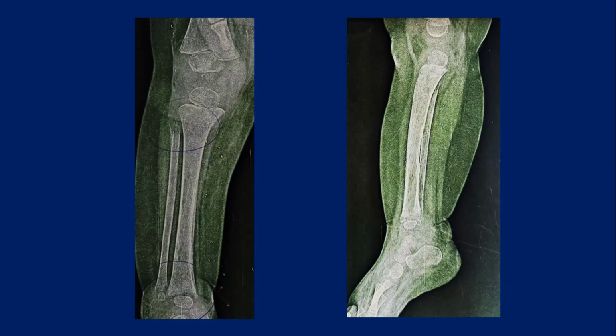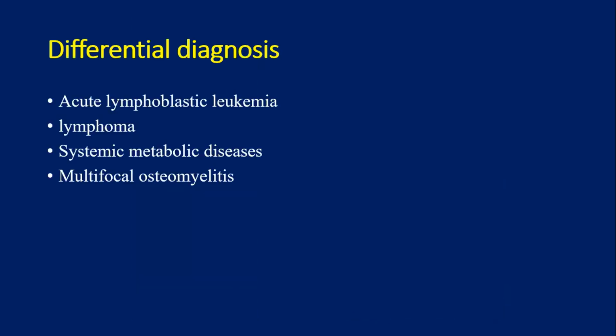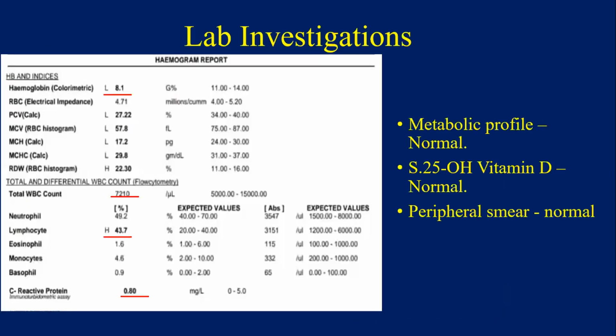Yeah, Tashveen, move ahead. So we had some differentials: acute lymphoblastic leukemia, lymphoma, systemic metabolic disease, and multifocal osteomyelitis. We did lab investigations, which showed hemoglobin level was low, lymphocyte count was high, and C-reactive protein was normal. In the metabolic profile, we also did, which was normal, and vitamin D also normal. We also did a peripheral smear, also normal. We did an expert smear check with the pathologist, and he said there are no abnormal cells.